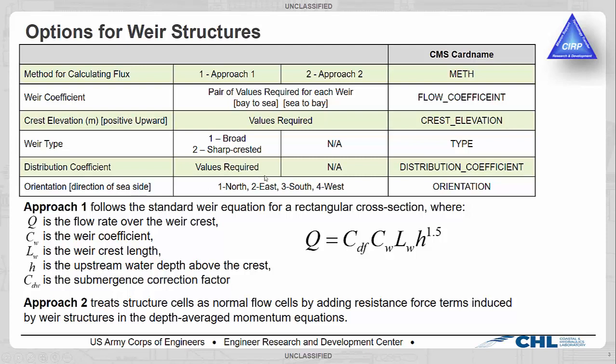You see here it's 1, 2, 3, 4 for north, east, south, and west. We'll be going over this in more detail as we get into the demo, but I wanted to present this so you can see what was needed and what can be neglected if you choose the second approach.